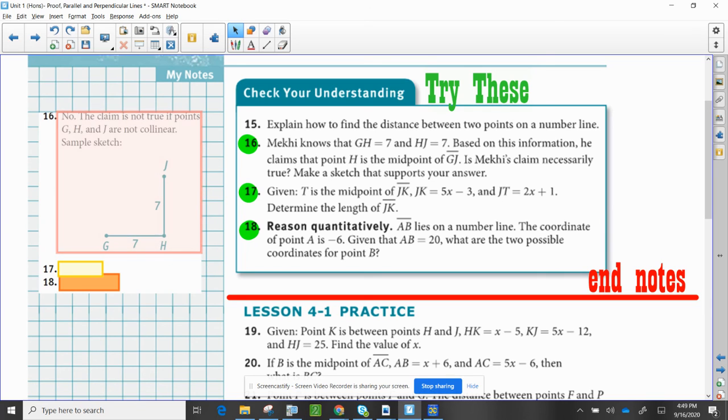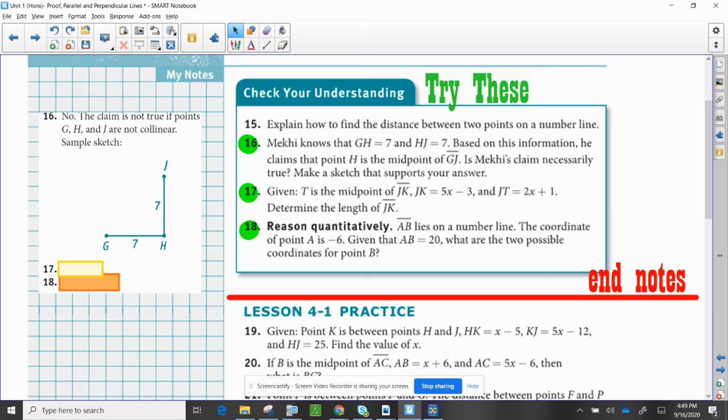All right, so it's not necessarily true. It'd be true if all of his points were collinear, but they don't necessarily have to be because they didn't say anything about being collinear. So here's a sketch that could be a counterexample, where we have 2 segments that are just put together, but H is not a midpoint because it's not in the middle between our G and our J.